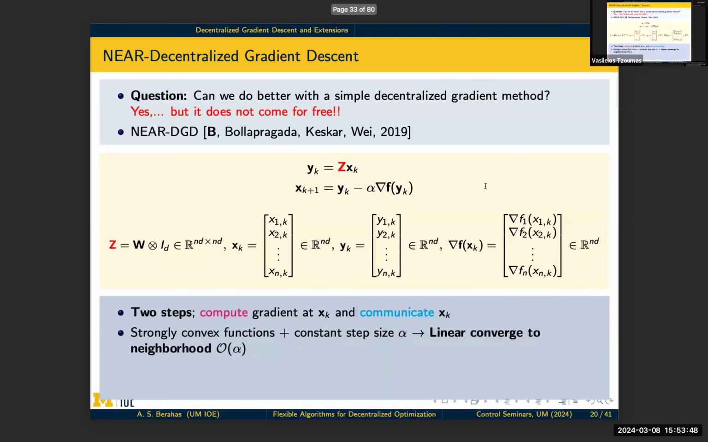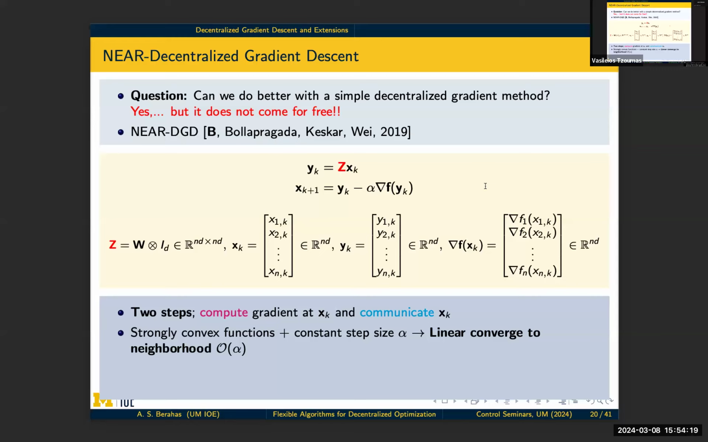So what can we prove in this case? Well, it's a two-step method. We compute the gradient and we communicate, that should say yk, sorry, there's a typo on my slide. And we communicate xk. And in the case of strongly convex functions with a constant step size, we get linear convergence to a neighborhood. So I didn't do anything. I made the method harder. I made it such that now you cannot do things in parallel, and I still can't get the result I want. So sorry for wasting your time.